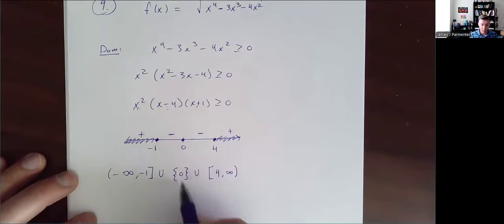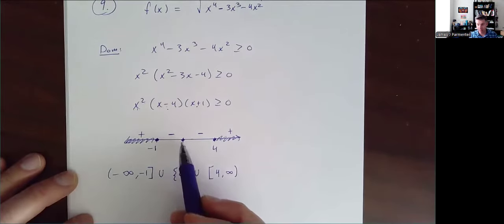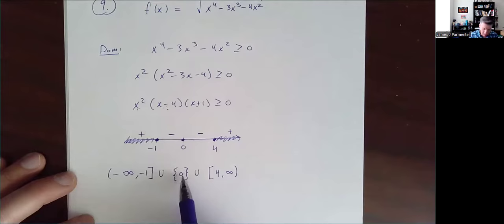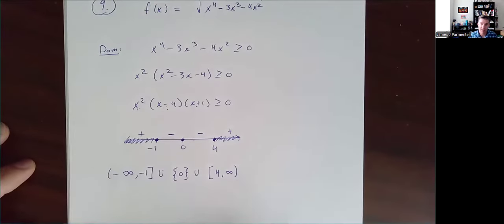So if you have just single points, they're kind of like islands in a sea of negativity here. If you have those single points all by themselves that are surrounded by negatives on both sides, you just include them by saying, well, we just want that one point. That's what I want to make sure I covered.